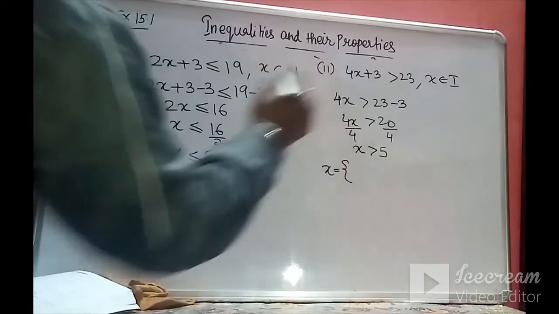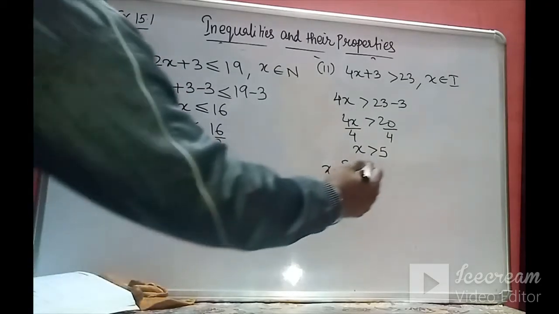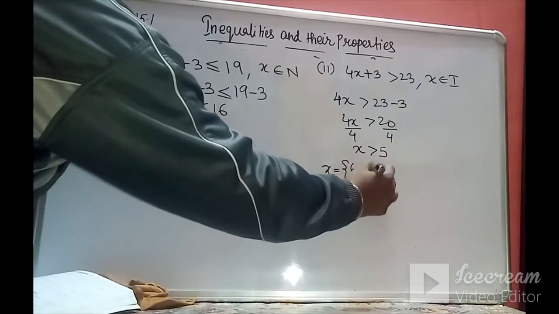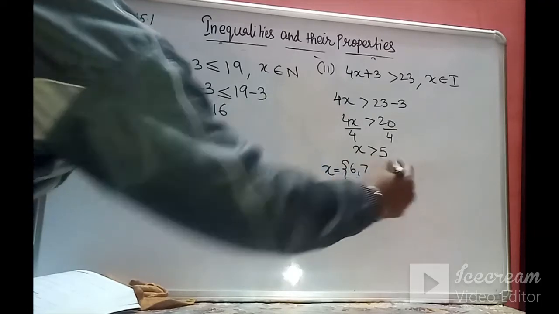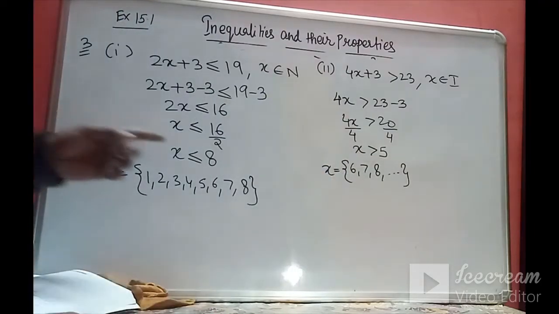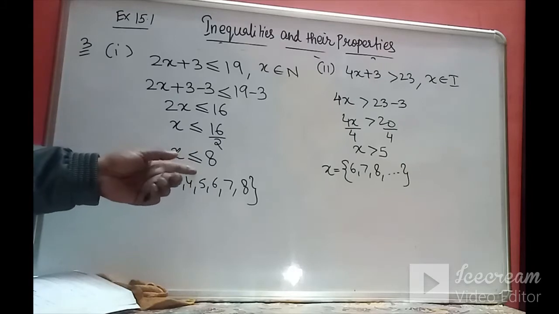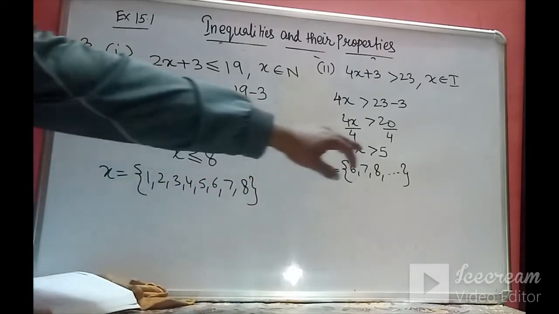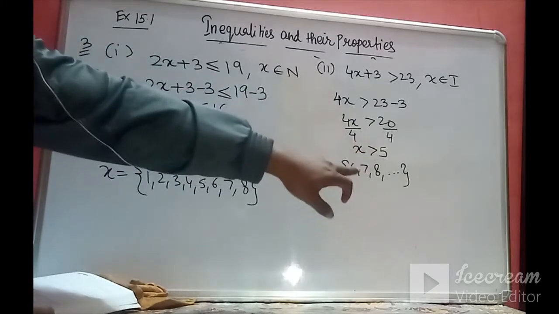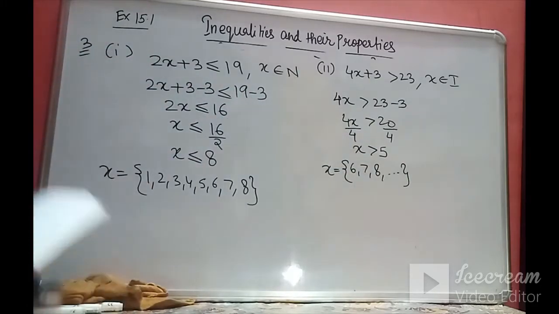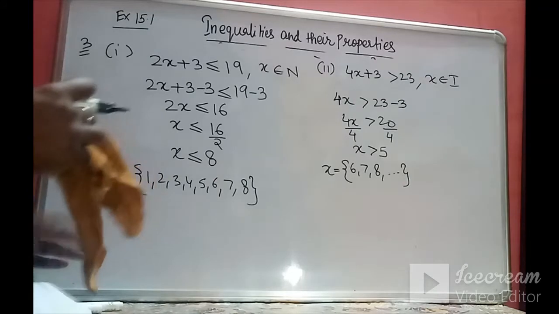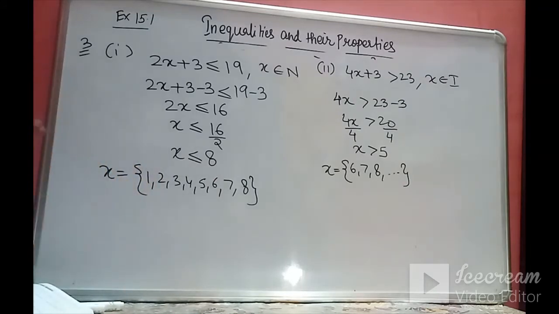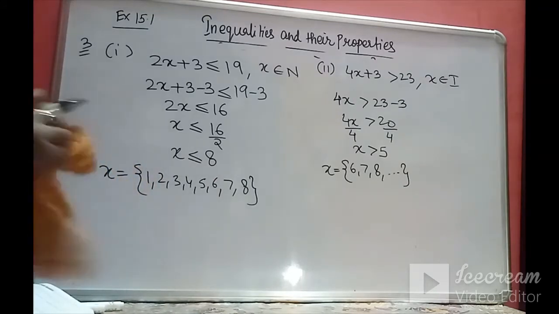So all the integers which are greater than 5, that is 6, 7, 8 and so on. Here it was the sign of less than or equal to, so we took 8 also. But here it is the sign of only greater than, so the values start from 6. We have not taken the value 5 because it is greater than 5.